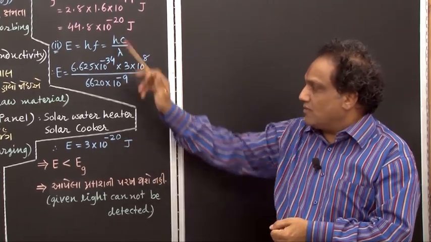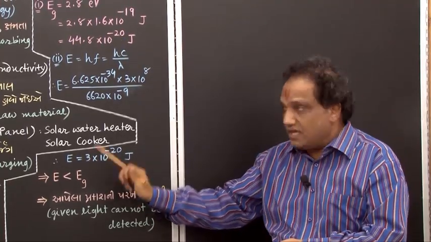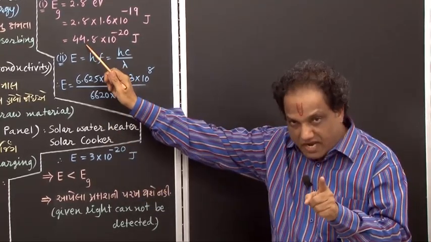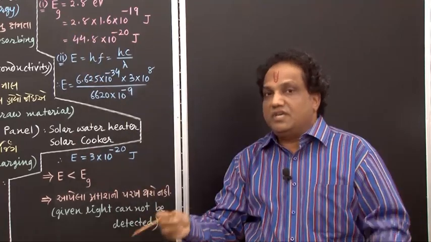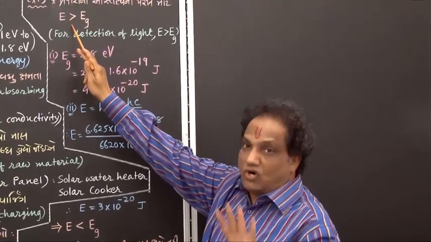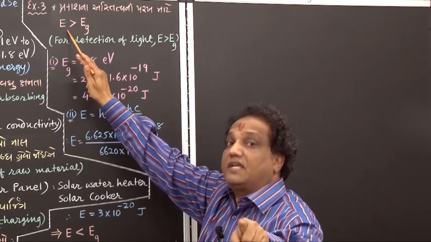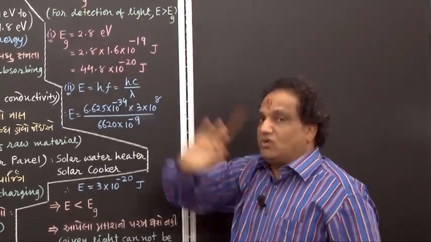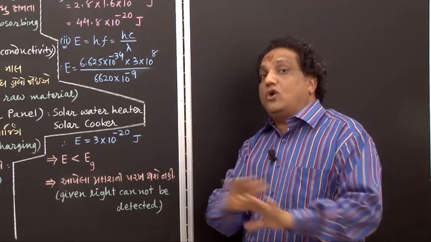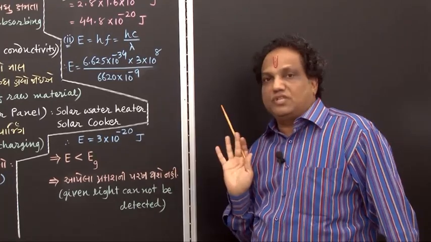Now just compare these two values. 10 raised to minus 20 here also, 10 raised to minus 20 here also. But here the multiplier is 3, here the multiplier is 44.8. Because 3 is less than 44.8, we can say E is less than Eg. When E is less than Eg, this condition is not satisfied. If E is greater than Eg, then only the incident light can be detected. But because this condition is not satisfied here, on the contrary we get E less than Eg, the incident light cannot be detected. This would have been written here: given light cannot be detected using this photodiode.